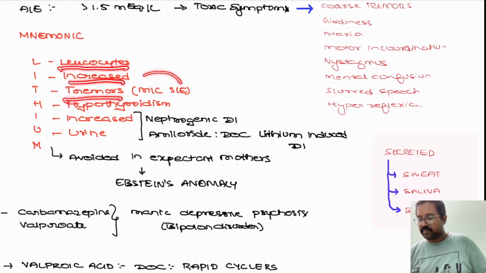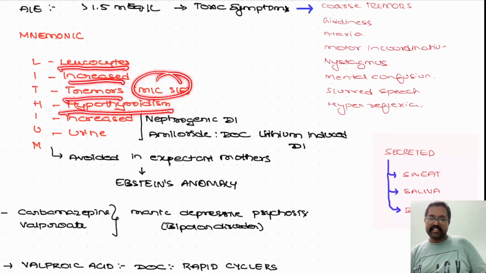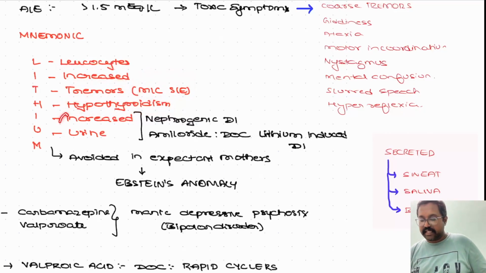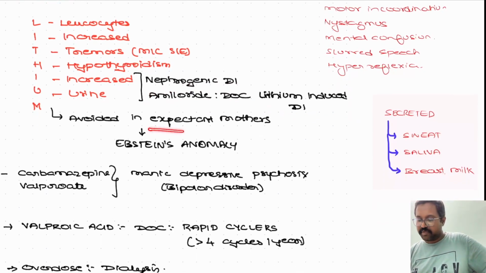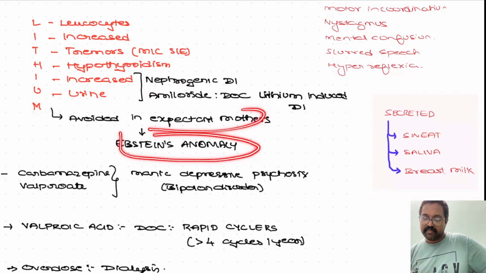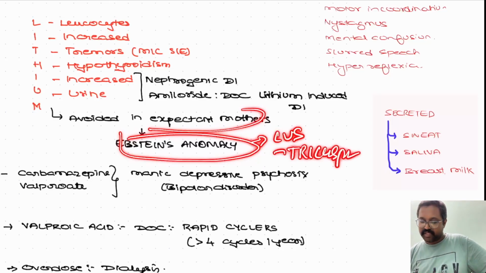Tremors can occur; it is the most common side effect. It can lead to fetal or congenital hypothyroidism, increased urine secretion, and it causes diuretic activity and nephrogenic diabetes insipidus, where amiloride is the drug of choice for lithium-induced diabetes insipidus. Avoid it in a pregnant mother because it causes Ebstein's anomaly as a cardiovascular side effect, which affects the tricuspid valve.